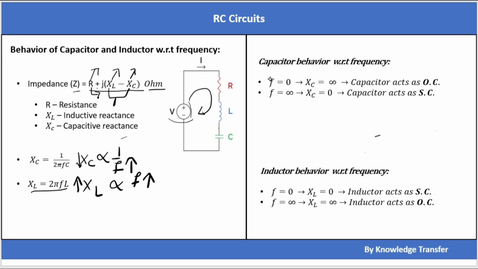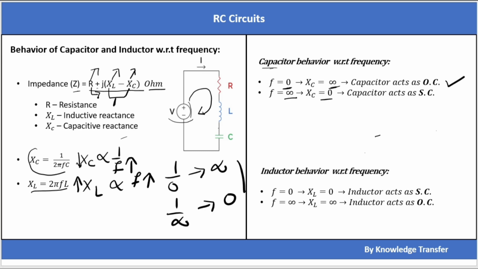In the same way, let's see the capacitor behavior at two extreme points. If f is equal to 0, then XC will act as infinity. You substitute f equal to 0 in this formula, then you will get XC equal to infinity. If you have 1 by 0, it will be infinity; 1 by infinity will be 0 mathematically. So at frequency 0, XC will be infinity, that means the capacitor acts as an open circuit. In the same way, at f equal to infinity, XC is equal to 0, and the capacitor acts as a short circuit.